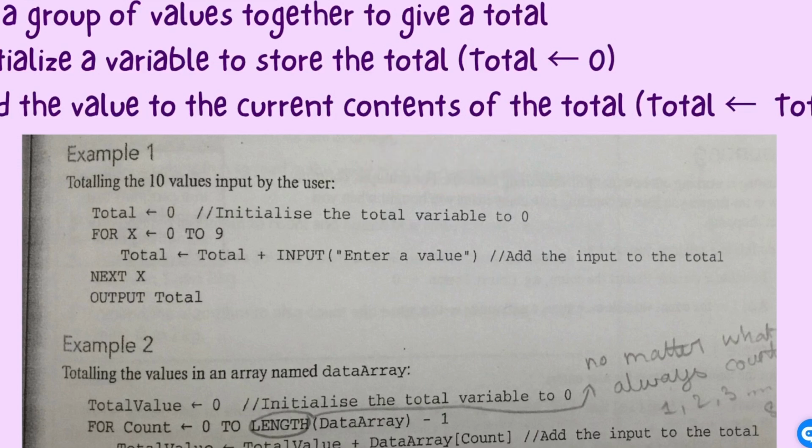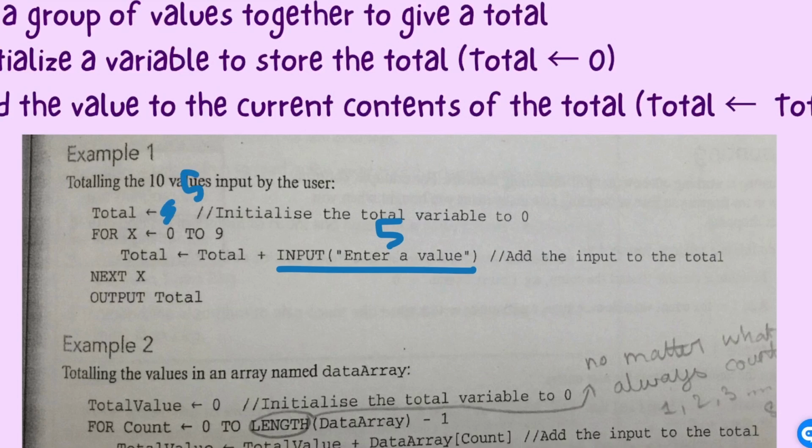So for the first loop, total becomes total plus input, enter a value. So over here, the user or the person enters a value. Let's say the value was 5. So now what happens is the total that was there before, which was 0, it is 0 plus 5 and the new total becomes 5. So our new total is going to be 5.